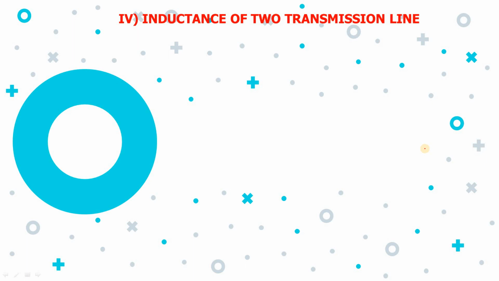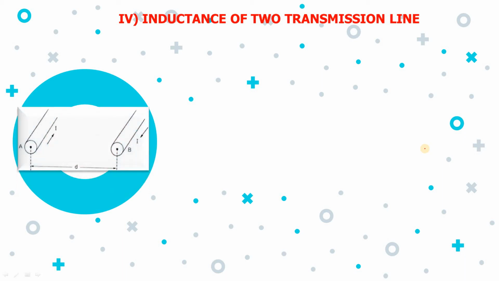Now, the fourth application is nothing but the inductance of the two transmission line. Consider here also again there are two conductors A and B. You need to find out what is the inductance of A and what is the inductance of B. Then finally you need to add up these two inductances. Then the final expression will come.